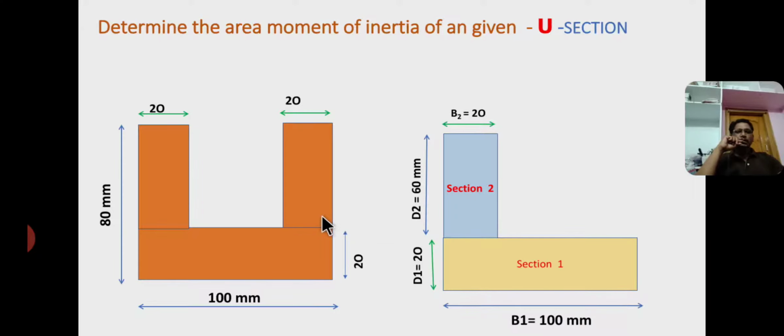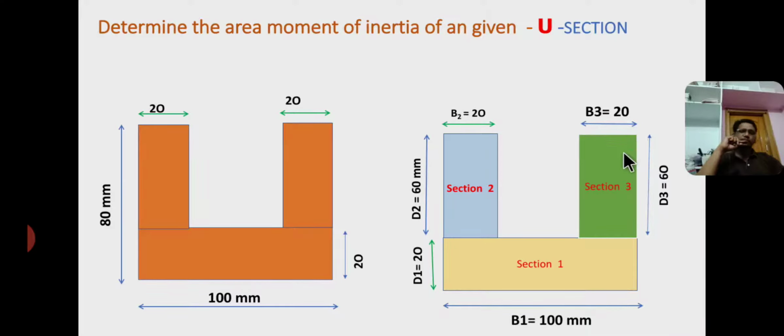Now I consider section 3. I consider the right side rectangle as section 3 having dimensions base b3 and d3, with d3 equal to 60 mm and b3 equal to 20 mm. This is section number 3. Now I am drawing the reference axis. I consider reference x axis at the bottom edge and y axis at the left side edge. Okay, this is x axis, this is y axis, and this is origin.